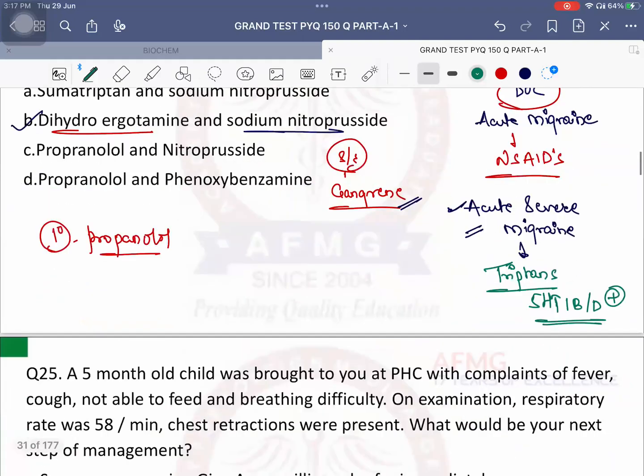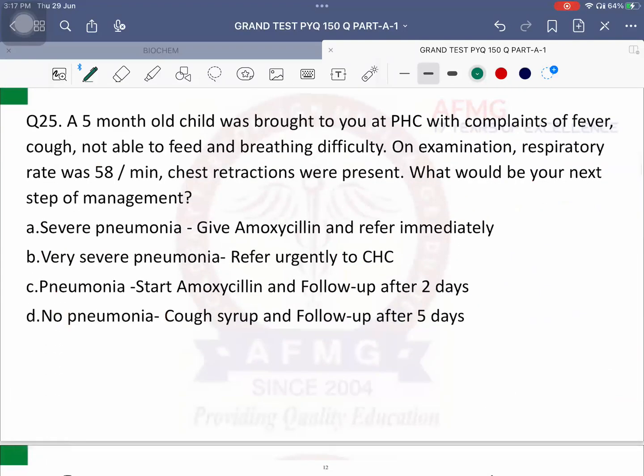Okay? Question number 25 now. It says a 5-month-old child was brought to you at a PHC with complaints of fever, cough, not able to feed, and breathing difficulty as well. On examination, respiratory rate was 58 breaths per minute. Along with that, chest retractions were present. What will be your next step of management?